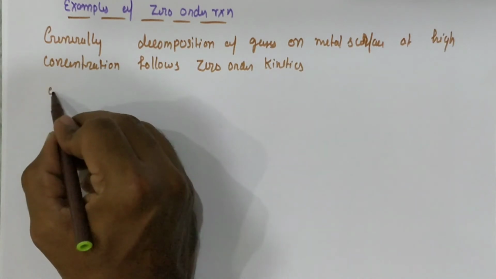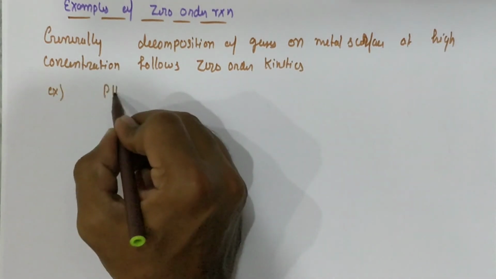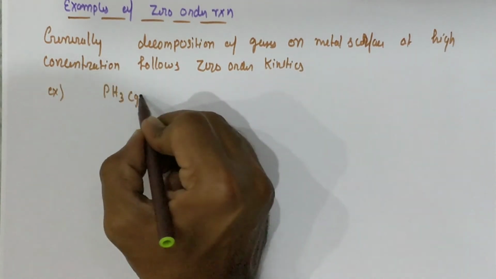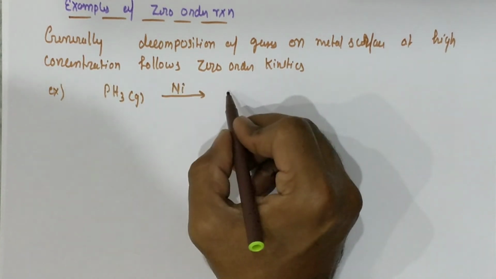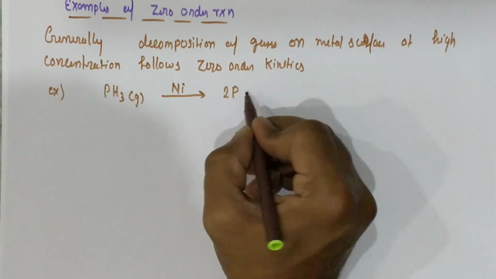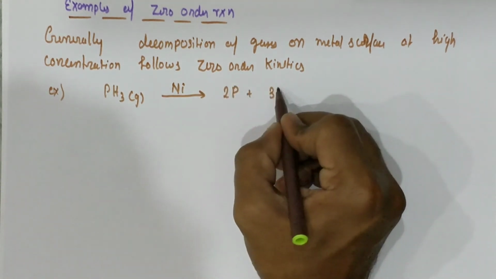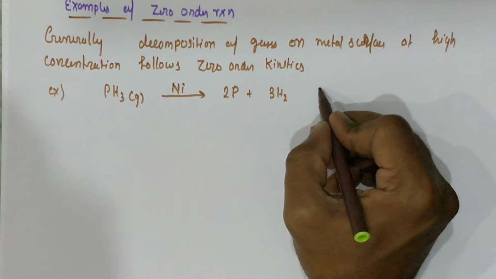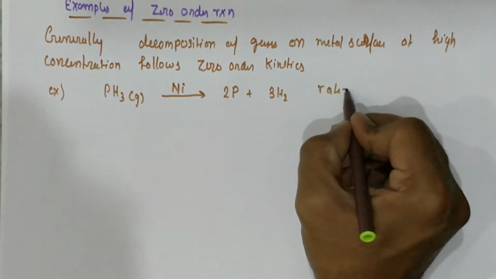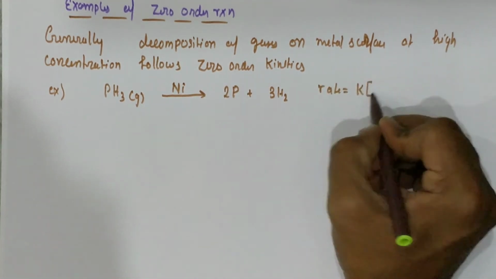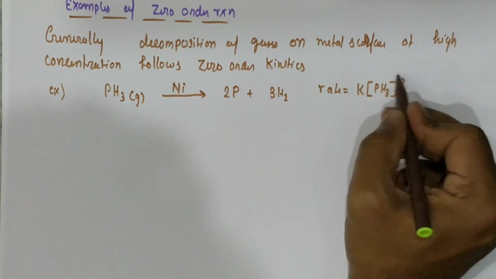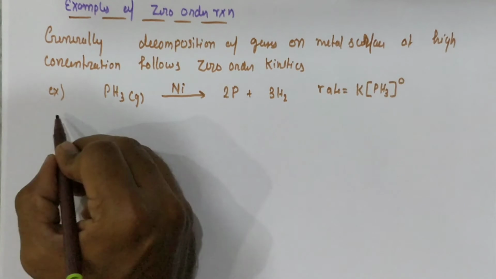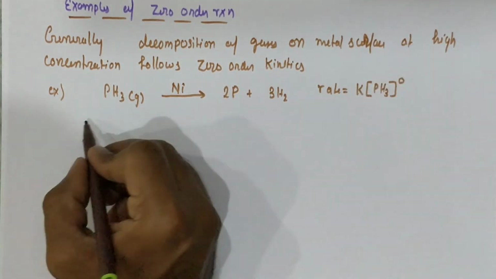For example, PH3 gas on the nickel metal surface decomposes to give 2P plus 3H2. Here the rate is equal to K into concentration of PH3 to the power 0. So the order is 0. So this is a zero order reaction. The power here is 0.